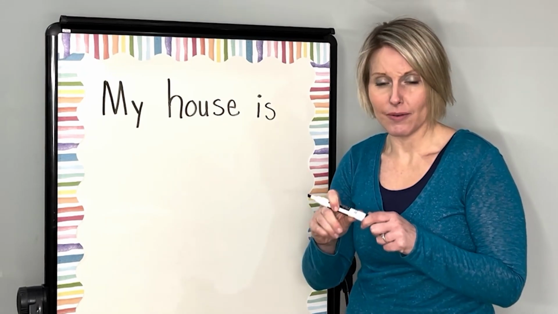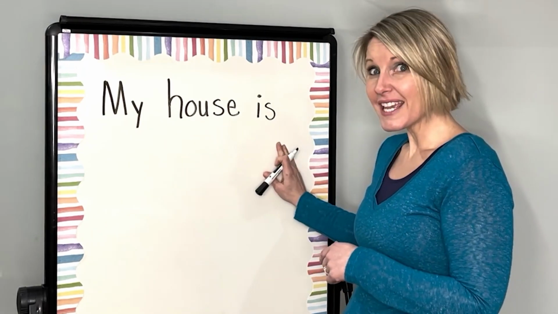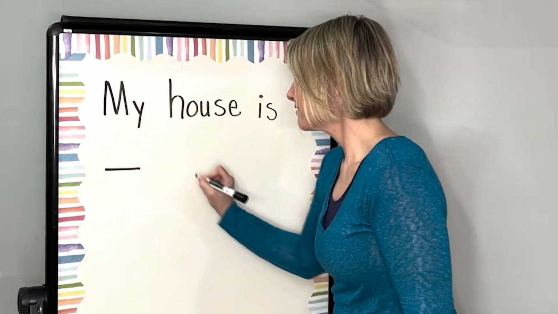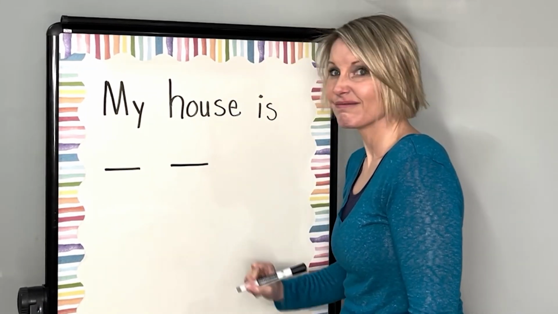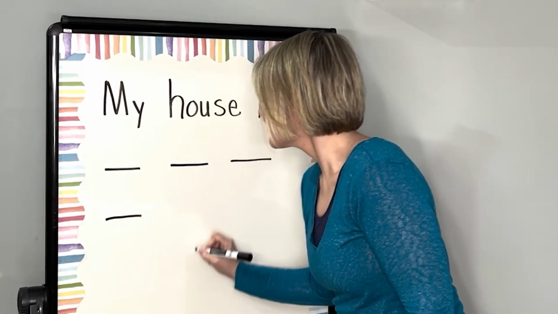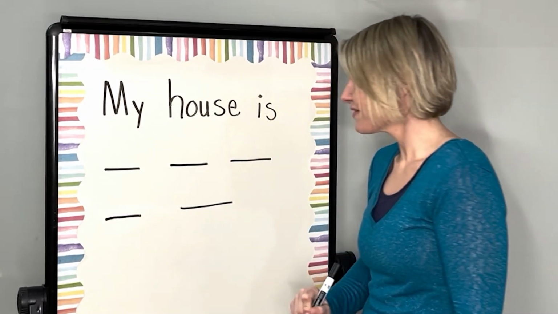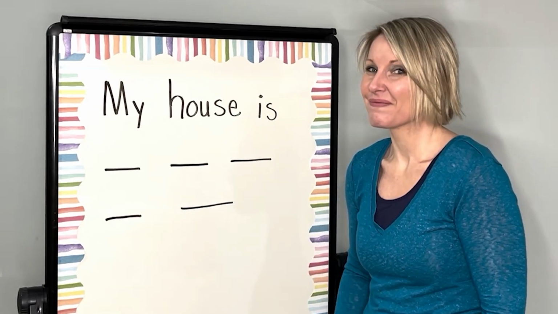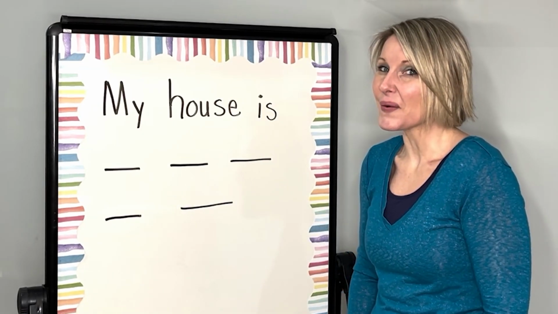Watch me make the lines for my words. My house is tan and full of love. Notice how I make sure to leave spaces between my words? Leave spaces between your words too.